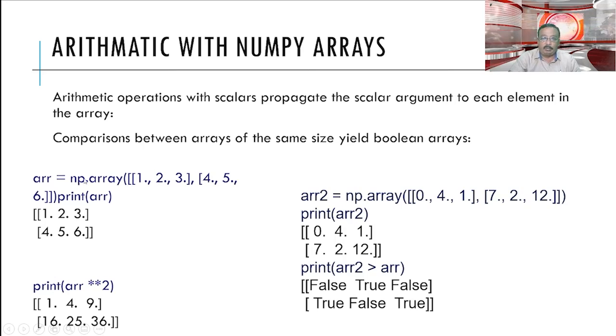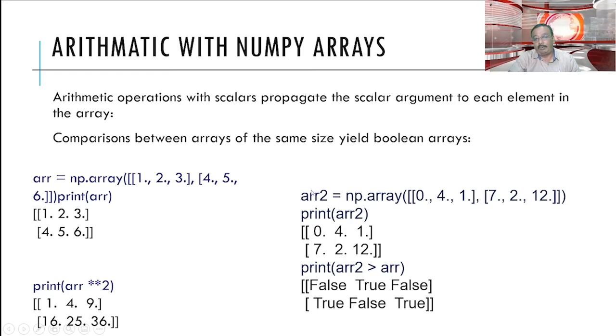It is converted into a NumPy array and stored in a variable called array. So you print the array, you have 1, 2, 3 and 4, 5, 6. Now print array double star 2, so array to the power 2. Which means all the elements in the array will be squared. So 1 square, 2 square, 3 square, 4 square, 5 square and 6 square. So it is being propagated to all the elements in the array.